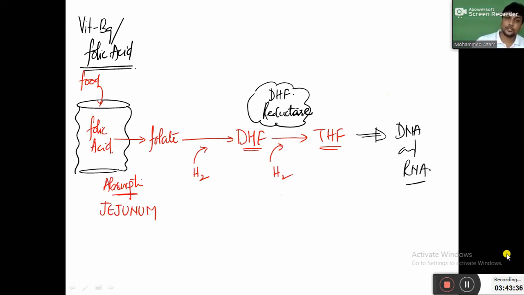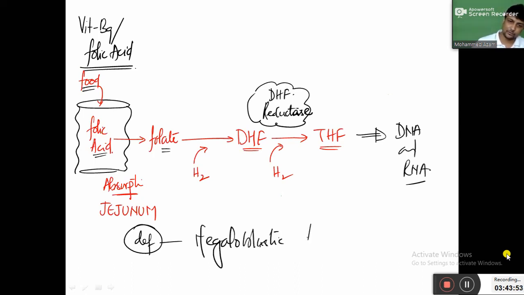So in the food we are going to consume the folic acid. Folic acid will come into the body, get absorbed as folate, then DHF, THF, and then help in the formation of DNA and RNA. Now deficiency: if there is a deficiency of folic acid, what will happen? We already know very well. It will lead to megaloblastic anemia.